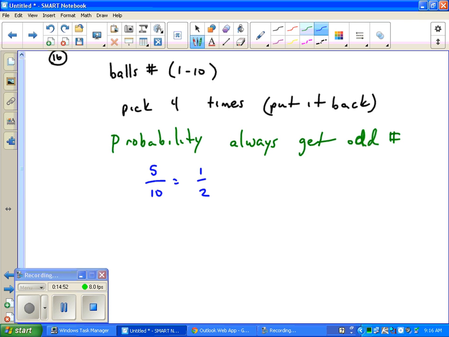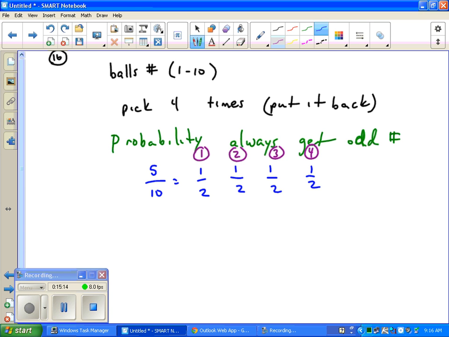So the probability of pulling, this is the first pull, he has a 1 in 2 chance of pulling an odd number. On his second pull, he puts it back, he's got a 1 in 2 chance again. Same thing with his third pull and with his fourth pull. He's going to have the same probability each time, 1 out of 2.